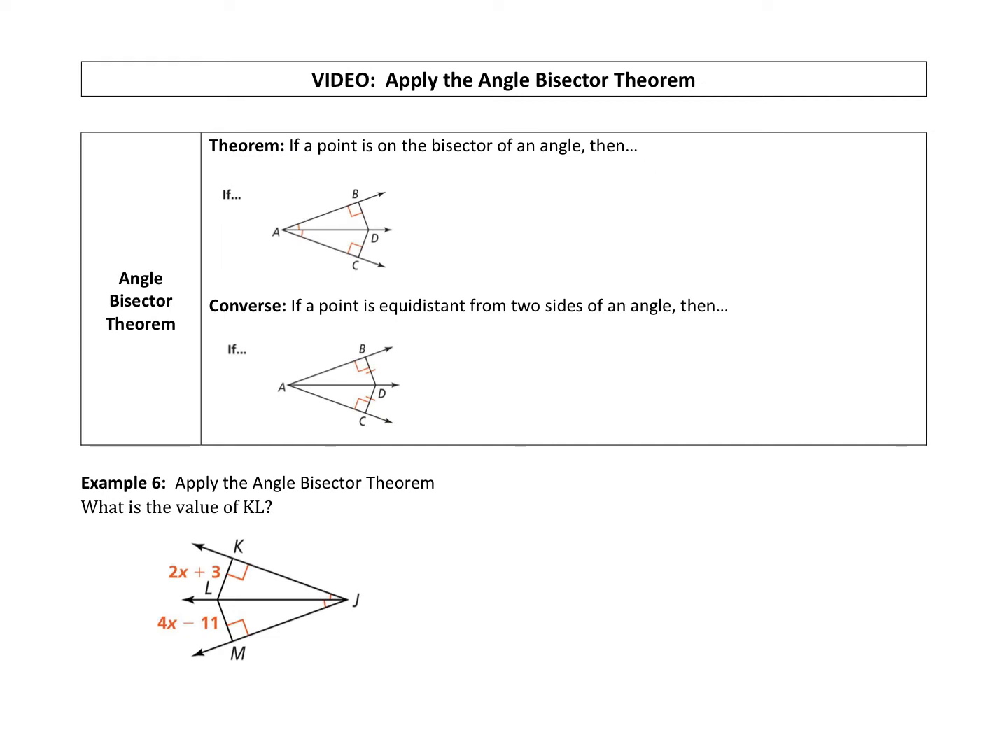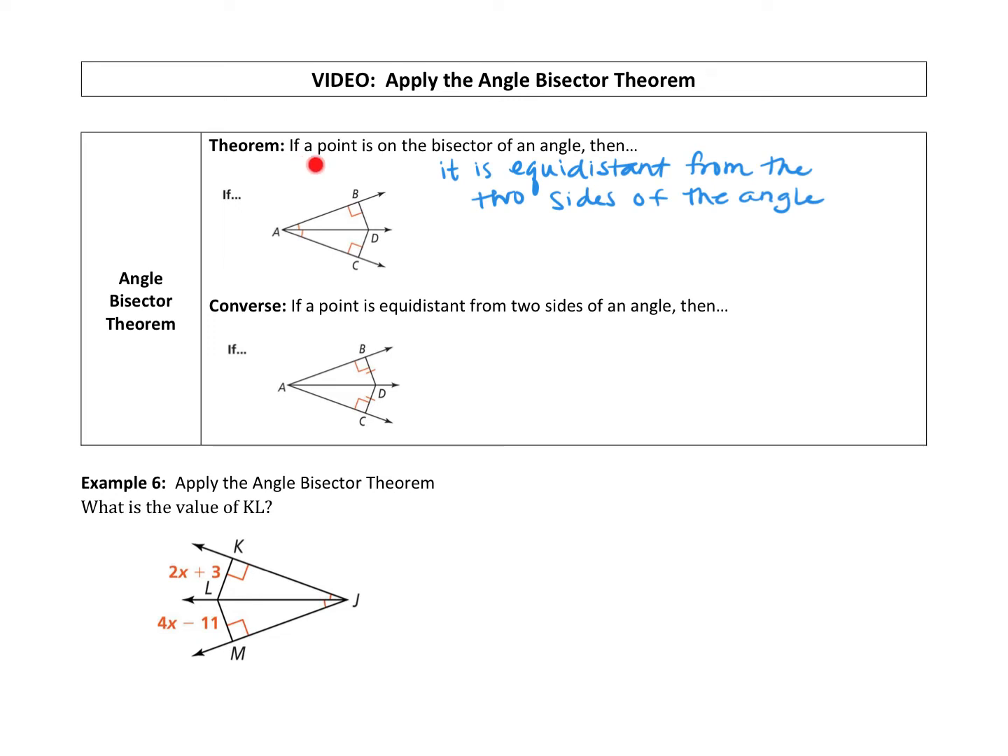The theorem says if a point is on the bisector of an angle, so here we're talking point D, ray AD, I know is the bisector of angle BAC because I have two congruent angles right here. So I know that ray AD is in the middle of it, bisecting it. So if a point is on the bisector of an angle, then it is, and I think I've been saying this word wrong, I keep saying equidistant, but it's equidistant from the two sides of the angle.